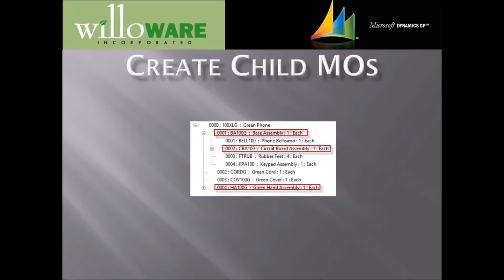As an example of the Create Child MOs process, take an MO for 100 XLG. The bill of materials for 100 XLG is shown here. In this case, it would create an MO for BA100G, CBA100, and HA100G. If, however, BA100G is a phantom, the utility would create MOs for HA100G and CBA100.